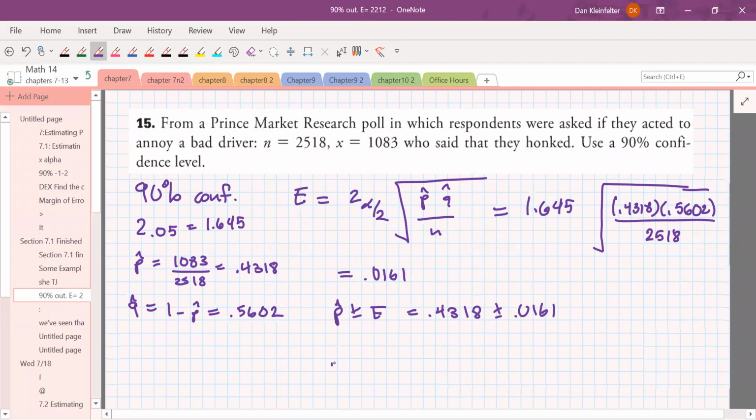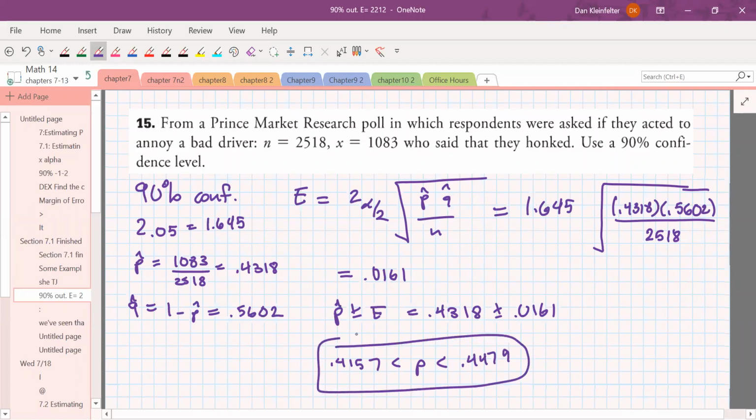All right, that's 0.4157 up to 0.4479. All right, so there's our completed 90% confidence interval.